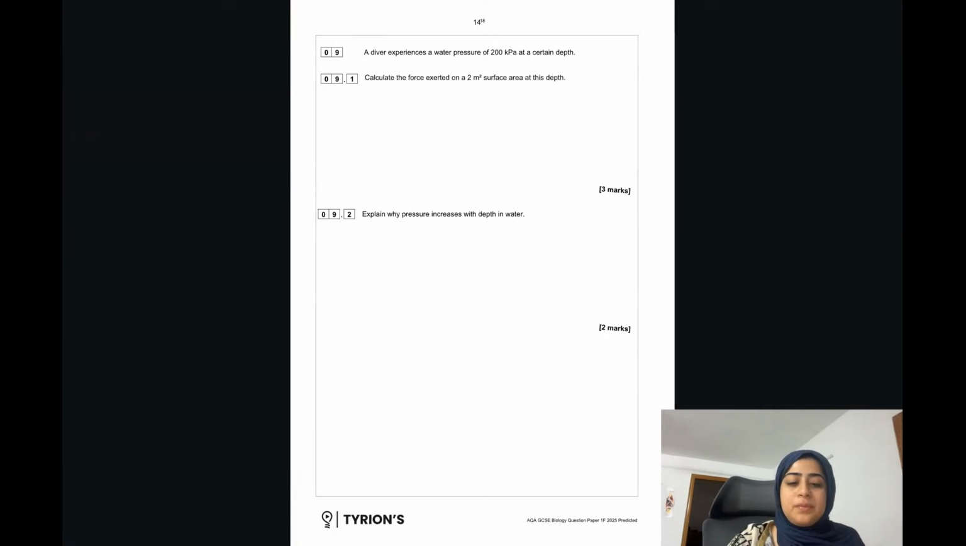Okay. Next question. A diver experiences water pressure of 200 kilopascals at a certain depth. Calculate the force exerted on a 2 meters squared surface at this depth. Okay. This is, again, not too difficult. Think about pressure, force, and area. Think about the formula for it. So force is equal to pressure times area.